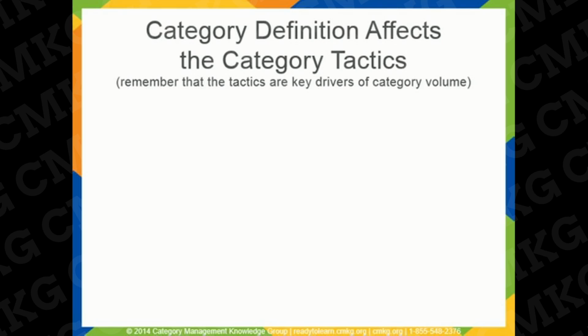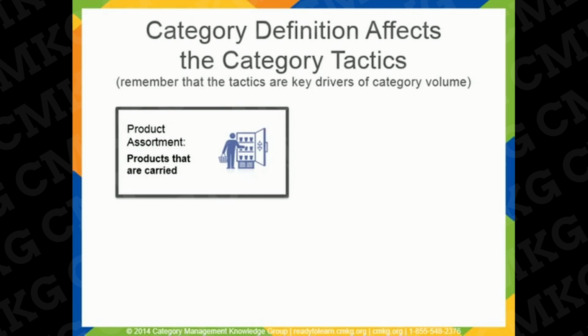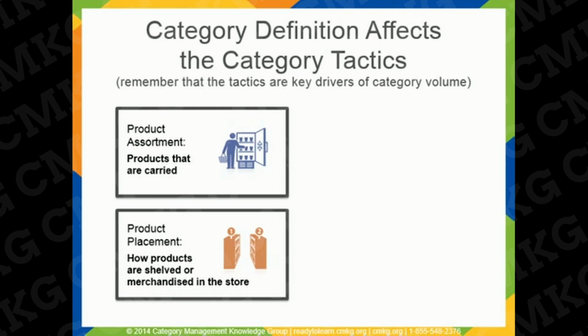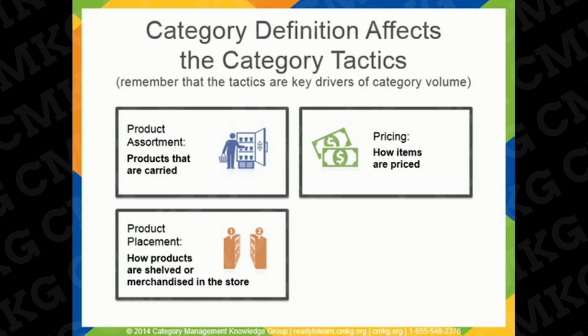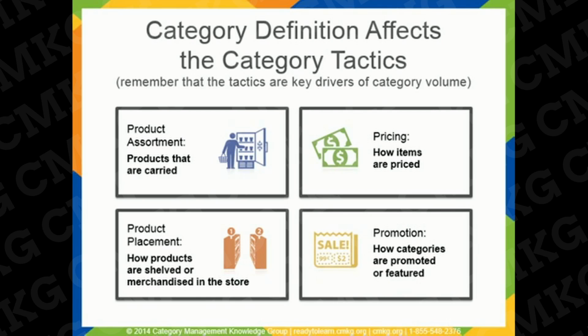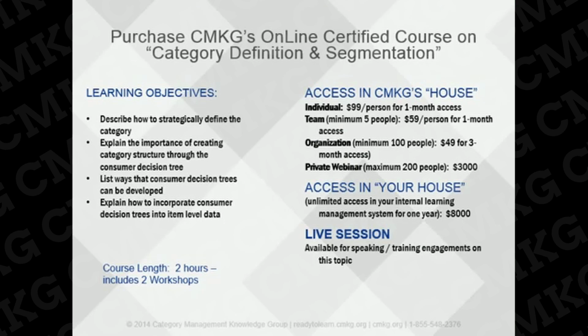First, it affects each of the tactics, including products that are carried, how the products are shelved, how the items within a category are priced, and how the categories are promoted or featured. Remember that the tactics are the key drivers of volume in categories, so having the categories properly defined is critical. We've now given you a glimpse of our certified course on category definition and segmentation.